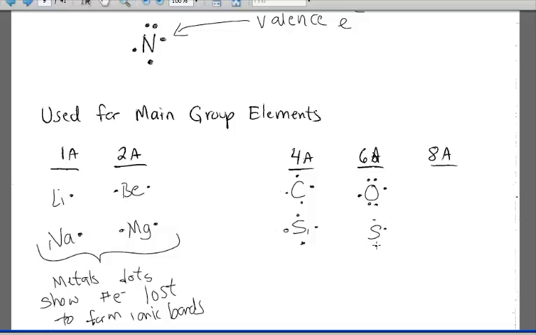1, 2, 3, 4, 5, 6. And which side you double them up on is not crucial for just a single element. Alright, and group 8A, such as the noble gases like neon, have 8. So we put 2 on each side of the atom. So neon looks like that, argon looks the same.